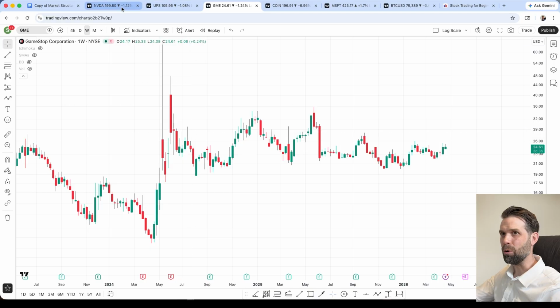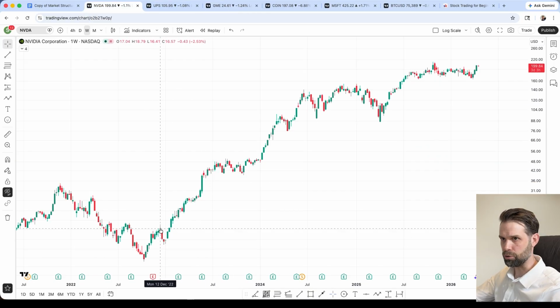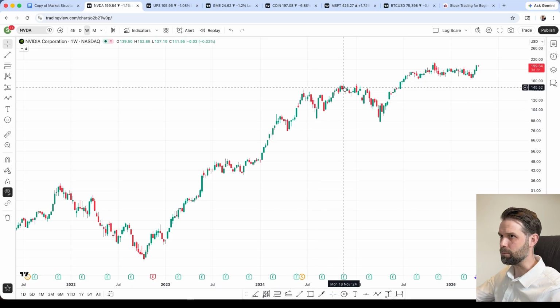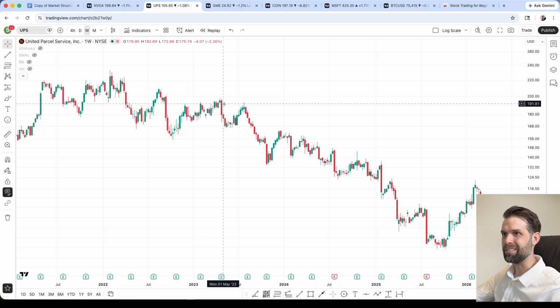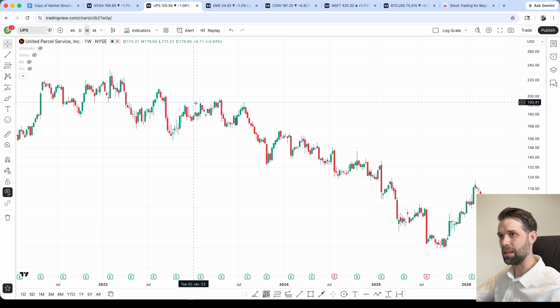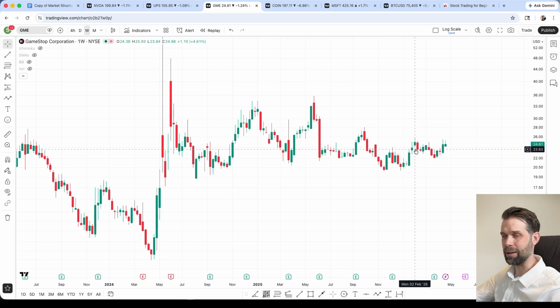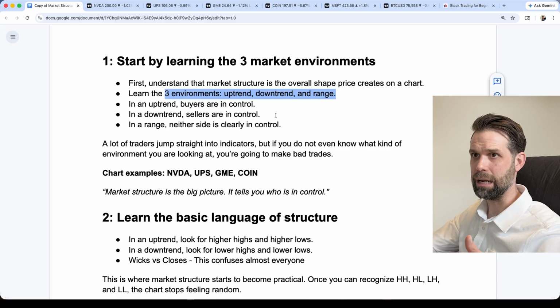So with an uptrend, you can basically state that the buyers are in control. So all of the dips are being bought up. More buyers are stepping in. Everything's getting bought. People sell, it gets bought up, and it 20x's in a couple years. Here, UPS, the sellers are in control. Everything gets sold. The buyers step in, but they get overwhelmed by the sellers. It's a downtrend. And for GME, there's no real winner here. It's just consolidating sideways. So those are the three environments: an uptrend, a downtrend, and a range.